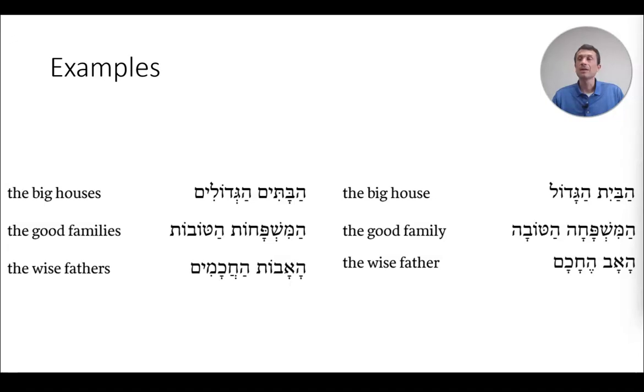Here's just some additional examples of that. You have habayit hagadol, the big house, or the family, the good is the good family. The father, the wise is the wise father. And then you can see the plural there as well. So just study those examples. I think the rules hopefully are pretty clear at this point.